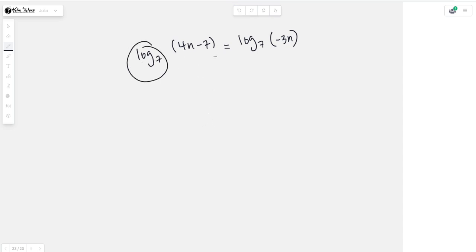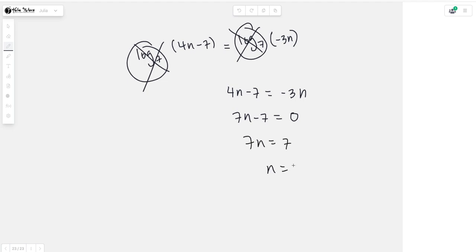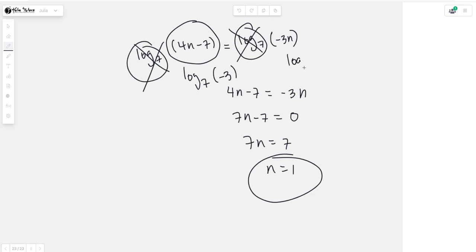Okay, but then, because this is log base 7 and this is log base 7, we can ignore the logs and just write 4n minus 7 is equal to minus 3n. Fine. Adding 3n to both sides, you get 7n minus 7 is equal to 0. Adding 7, you get 7n is equal to 7. You get n is equal to 1. This is no good, because if n is equal to 1, then 4 times 1 minus 7 is negative 3. So on the left, you'd have log base 7 of negative 3. On the right, you'd have log base 7 of negative 3. But log of a negative number doesn't make sense. So this is an extraneous solution.